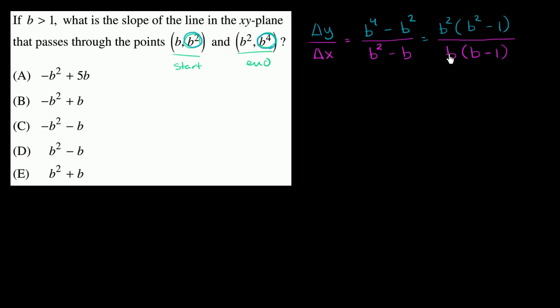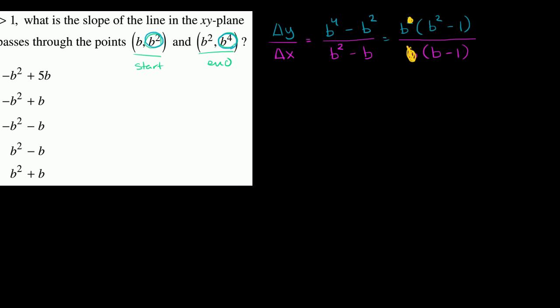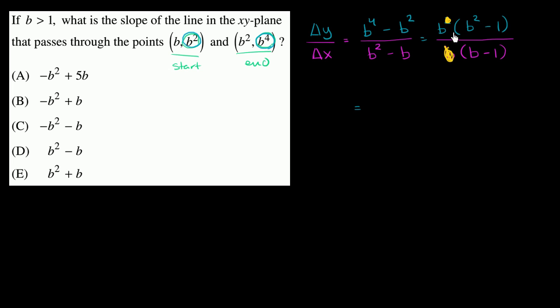b squared divided by b, well, that's just going to be the same thing as b over 1. So I just simplified that a little bit. But let's see what else we can do. Well, you might recognize that b squared minus 1, that's a difference of squares. So I could rewrite this. Actually, let me just rewrite it over here. The numerator over here, that's going to be b times, instead of b squared minus 1, I could write that as b plus 1 times b minus 1. And then our denominator is b minus 1.